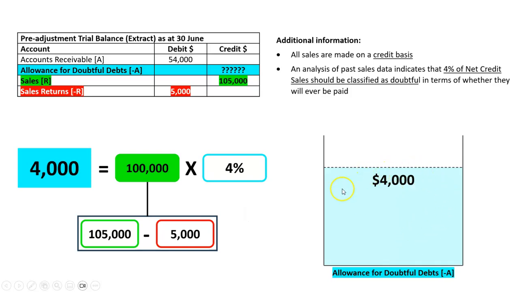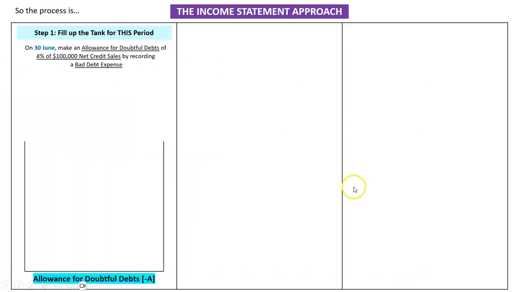We're going to fill that up and put it in the allowance for doubtful debts tank. What does that look like in terms of debits and credits? So let's just summarize and say fill up the tank for this period. On the 30th of June, make an allowance for doubtful debts of 4% of $100,000 of net credit sales.